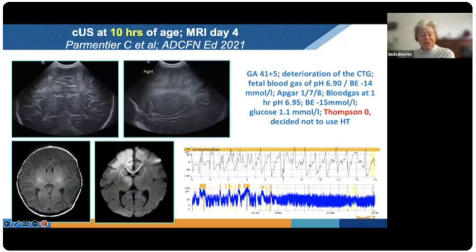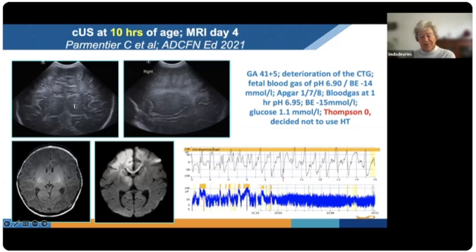Here we have a baby who was not cooled. I think the baby should have been cooled. There were many things that allowed the baby to get cooling, but because of the rapid recovery and also the Thompson score that we do in Europe being 0, it was decided not to cool this baby. But then at 10 hours, somebody did perform an ultrasound and was quite concerned about the amount of echogenicity that we are looking at, especially in the white matter, maybe a little bit in the thalami as well.